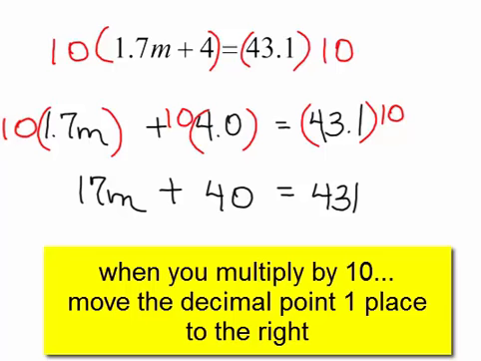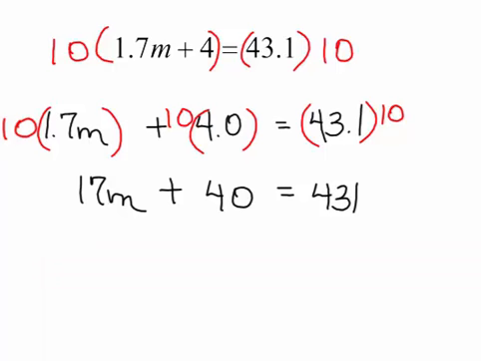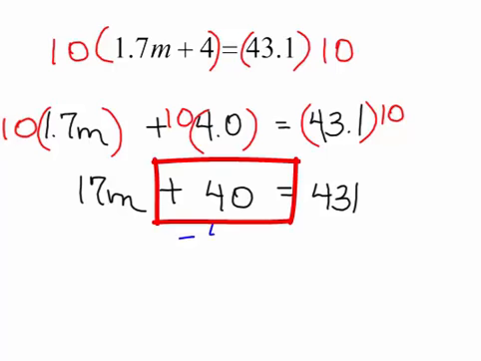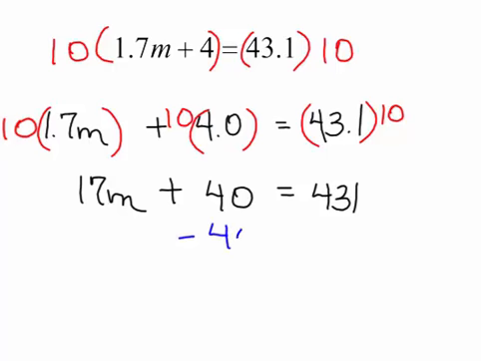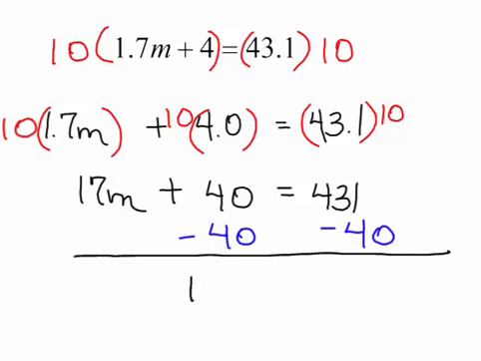And now let's continue working. My variable is on the left side. We are going to undo the adding and subtracting first. 40 is being added. The opposite of adding 40 is to subtract 40 from both sides. On the left side, I will have 17m. On the right side, 431 minus 40 is 391.